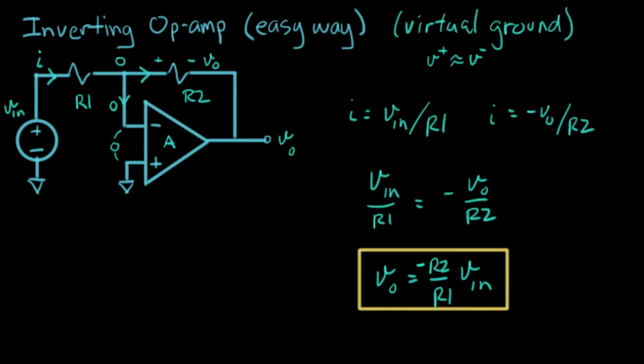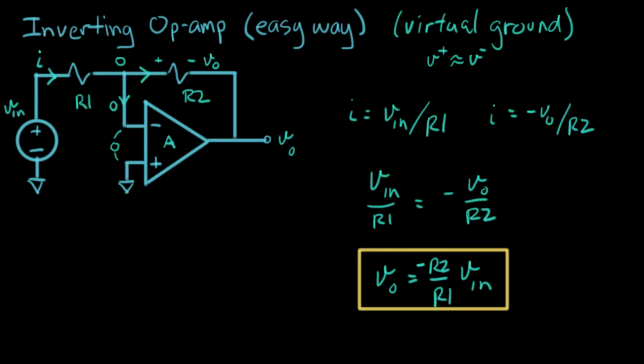Now, by using the virtual ground idea, the analysis became really simple. It's basically 1, 2, 3 steps to get to the answer. Compare that to the algebra that we did in the previous video when we did this from first principles. So that's an example of applying the virtual ground idea to analyze an op-amp circuit.